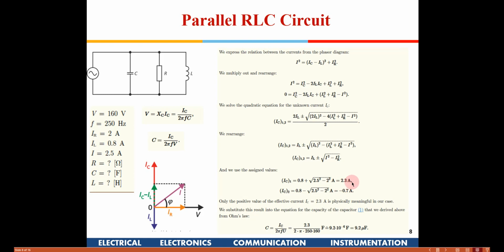So once we have 2.3 amperes, once we have computed the value of IC, we can substitute it in this standard equation and get the value of the capacitance. Is it clear? Abhinav, are you following? Ananya? Okay. Yes, sir. Okay.